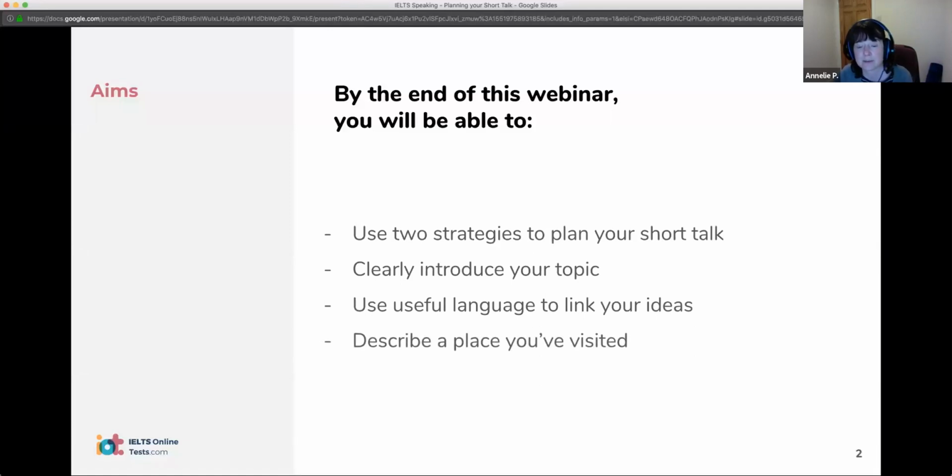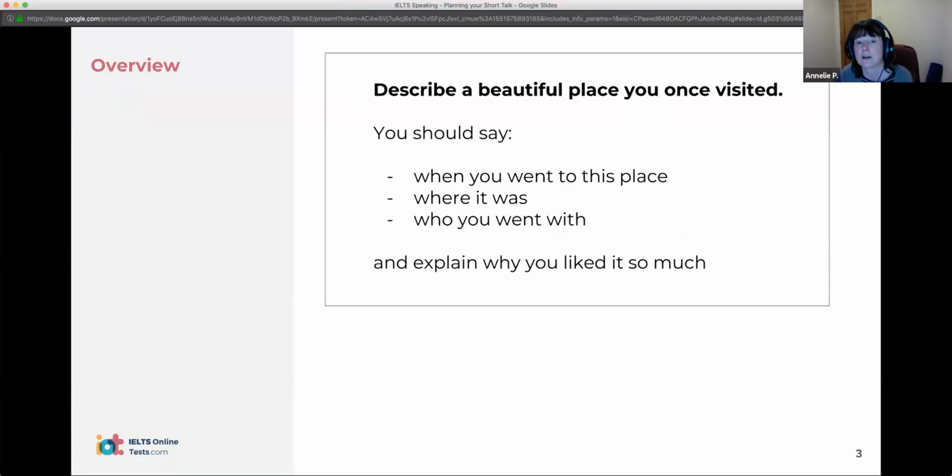Specifically, we're going to choose a topic, and the topic that we're going to use as our example is: describe a beautiful place that you once visited. We'll be working with this example throughout the presentation. Let's just go through, in case you're not sure exactly what happens.